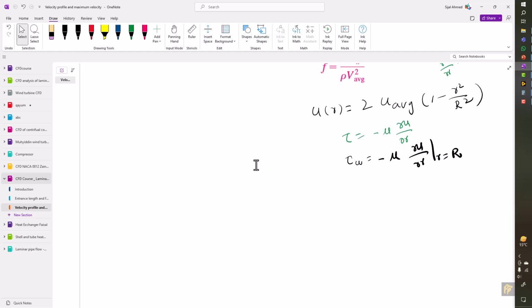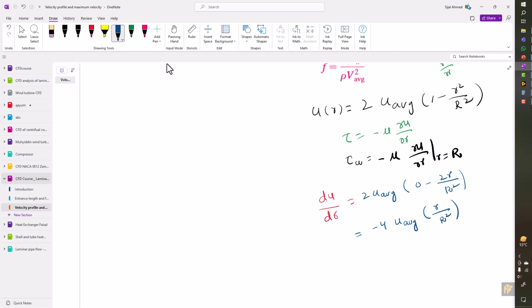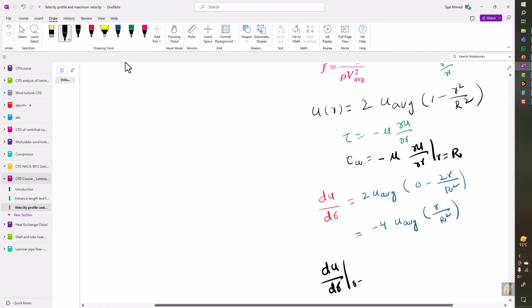So first you can write down du by dr. Because it's a single variable, you can also make the partial derivative a simple derivative. So this becomes 2 u average times minus 2r upon R square. So this becomes minus 4 times u average r upon R square. So if you want to find the velocity gradient at the wall, this becomes du by dr at r is equal to R.